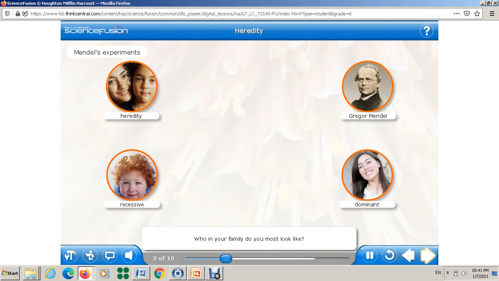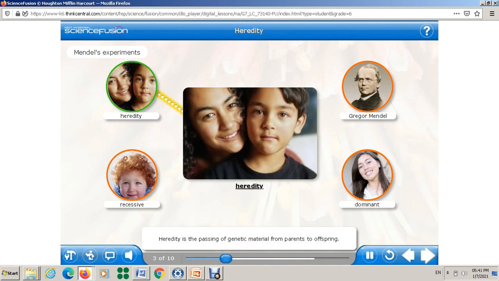Who in your family do you most look like? Certain traits or characteristics that you have are a result of genetic information that you inherited from your parents. Click the pictures to learn more about heredity. Heredity is the passing of genetic material from parents to offspring. Characteristics or traits, such as hair and eye color, were passed on to you from your parents.